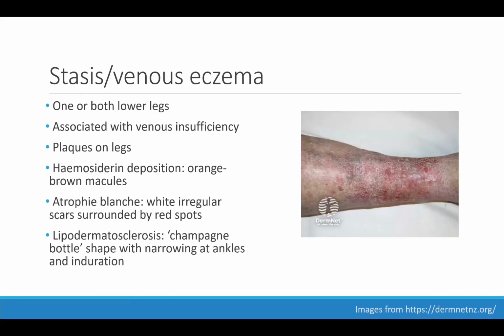Stasis or venous eczema is eczema on one or both lower legs associated with venous insufficiency. Besides plaques on the legs, there is also hemosiderin deposition, which can be seen as orange-brown macules. Patients can also develop atrophie blanche, which are white irregular scars surrounded by red spots. And over time, they develop lipodermatosclerosis, which means champagne bottle shape of the leg with narrowing at the ankles and induration or hardening.